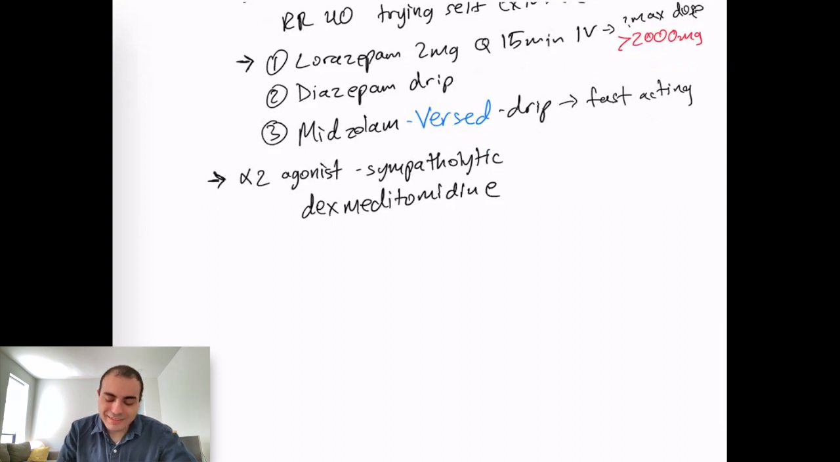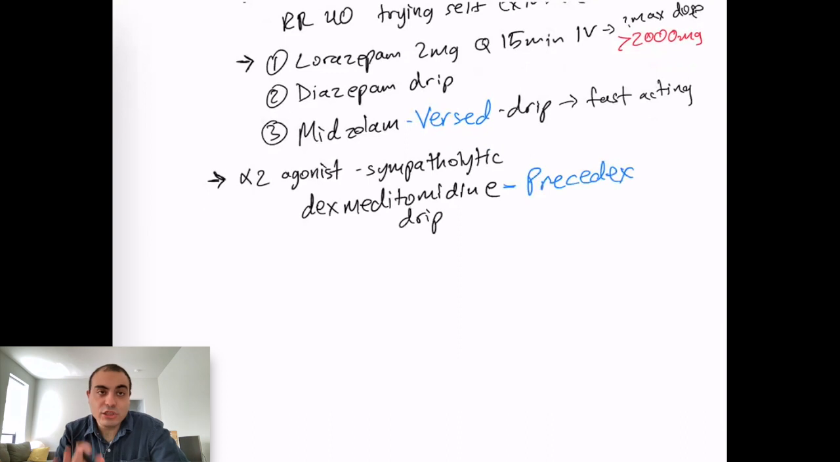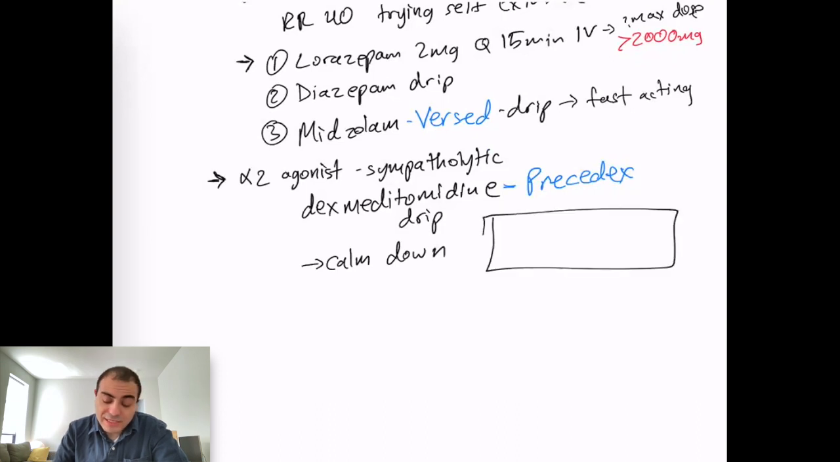Okay. No one calls it that. People call it Precedex. Okay. And it's a drip. You can put them on a Precedex drip. It will calm them down. But remember that Precedex alone does not treat alcohol withdrawal. So you might put them on Precedex, but you have to have them on benzos as well.